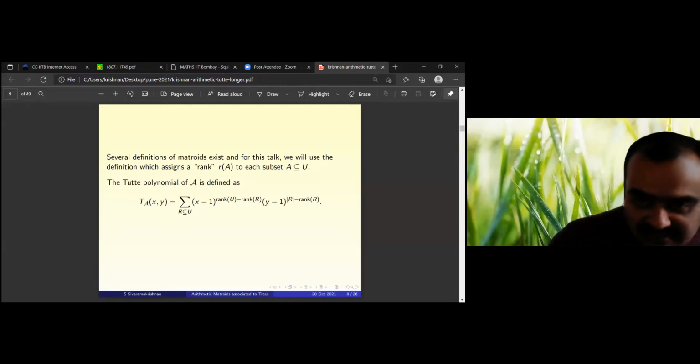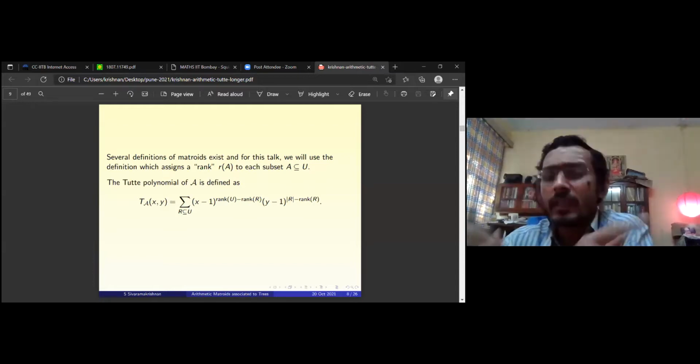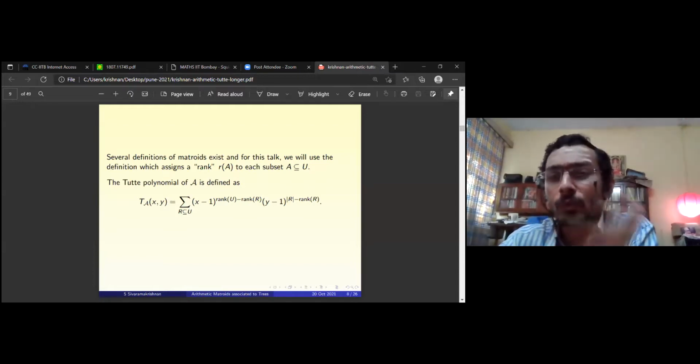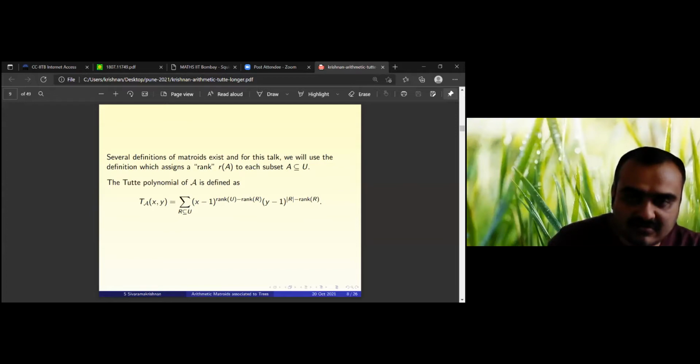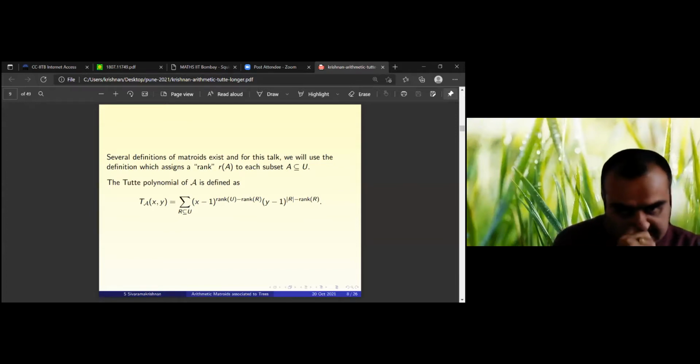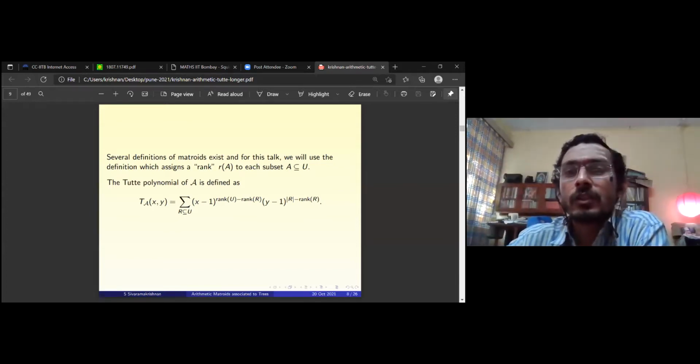No, U is a list of vectors. U doesn't give us anything; A_U is the matroid associated to U. U is just a list of vectors. For this talk, you can think of U as a list of vectors.